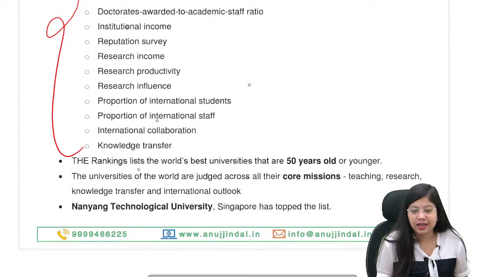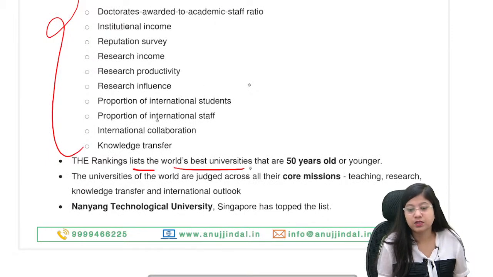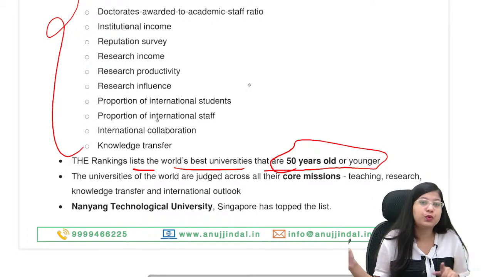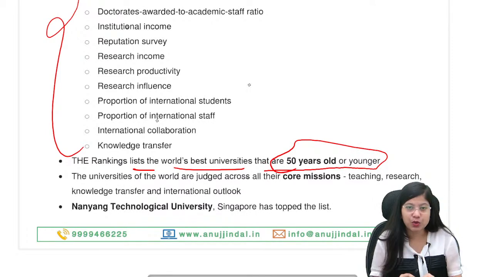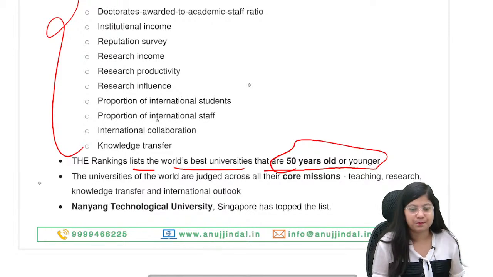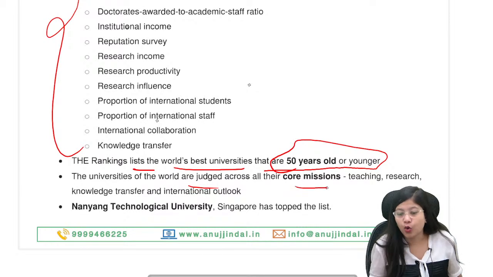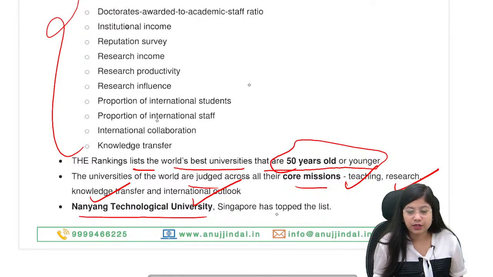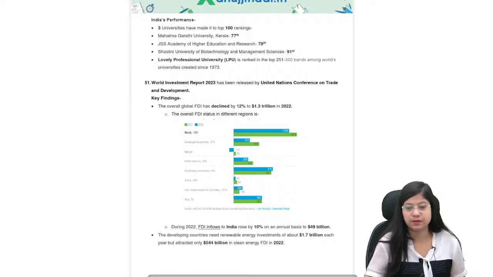The rankings list the world's best universities that are 50 years old or younger. Remember, young universities ranking, so the universities who are only 50 years or younger. The universities are judged across all their core missions: teaching, research, knowledge transfer, and international outlook. Nanyang Technological University in Singapore has topped the list.